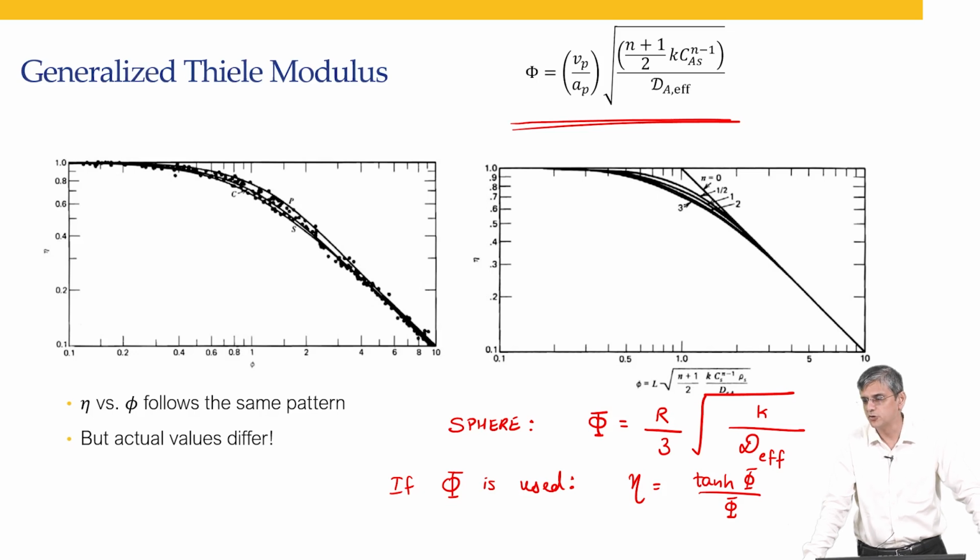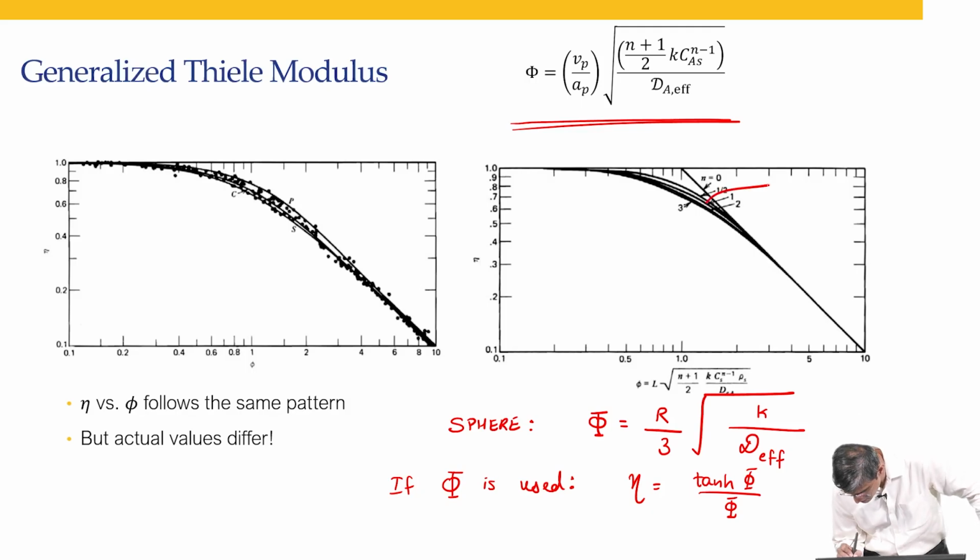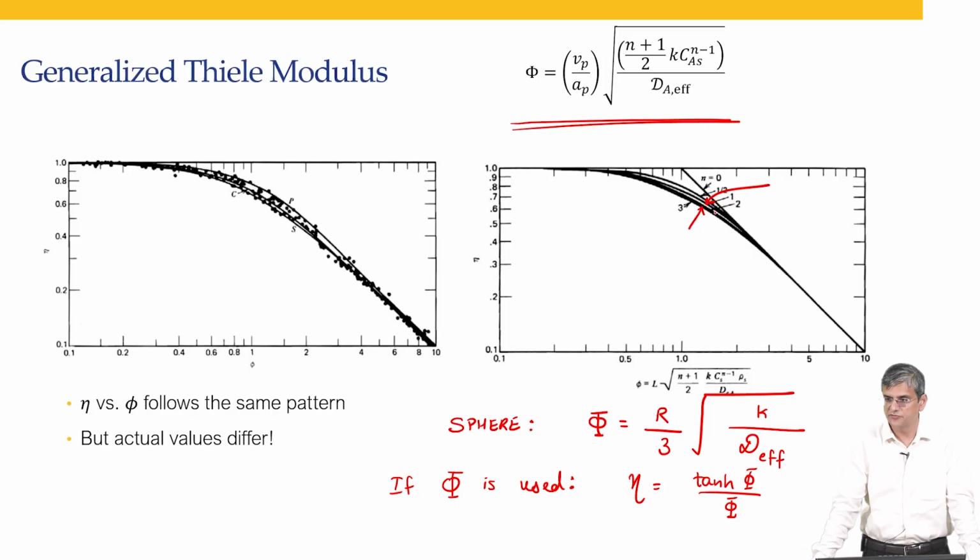Okay. For a sphere using the generalized Thiele modulus and using the regular Thiele modulus, you are going to get slightly different results. The generalized Thiele modulus result you get is this line. The Thiele modulus using sphere, the regular Thiele modulus, the small phi Thiele modulus, is this line. Are these two lines same? They are not. Okay, but they are reasonable approximations of each other.